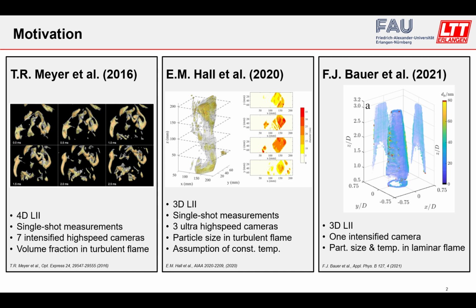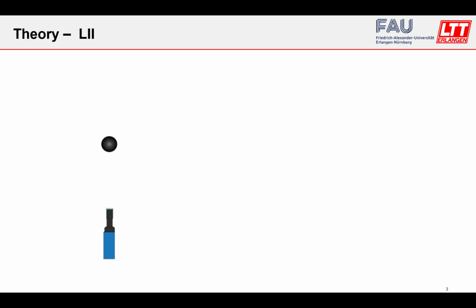And now we want to combine all those 3 works as we want to measure 3 quantities simultaneously: the soot volume fraction, the particle size, and the temperature in a turbulent flame. This is also a single shot measurement in the end and can be called a 3D LII measurement. So let's go to the theory.